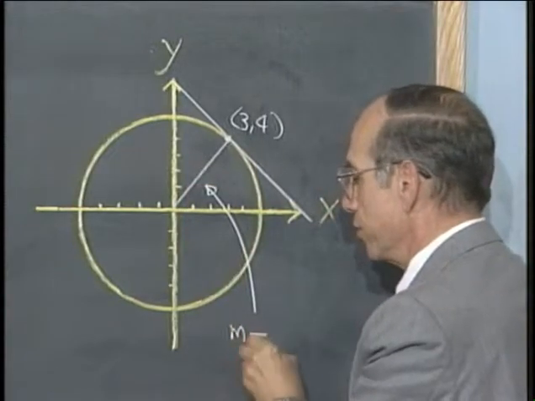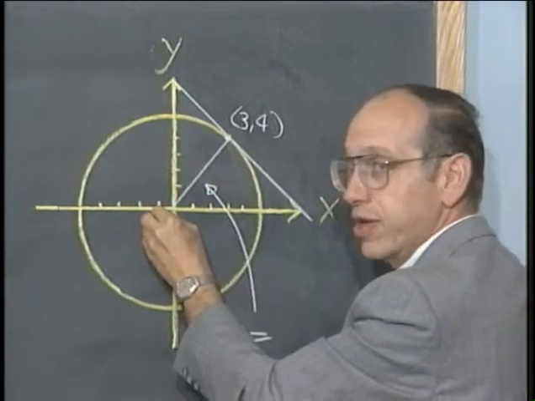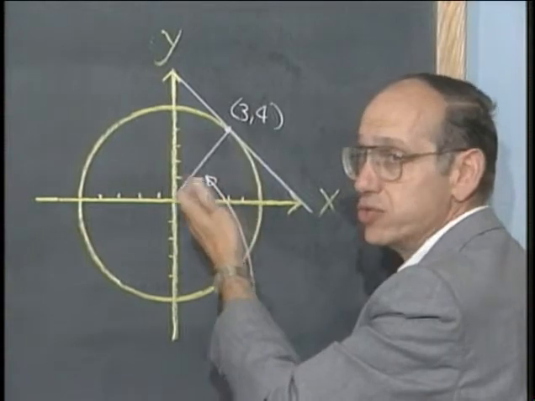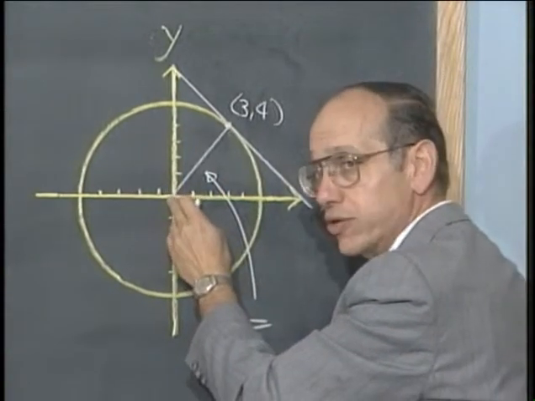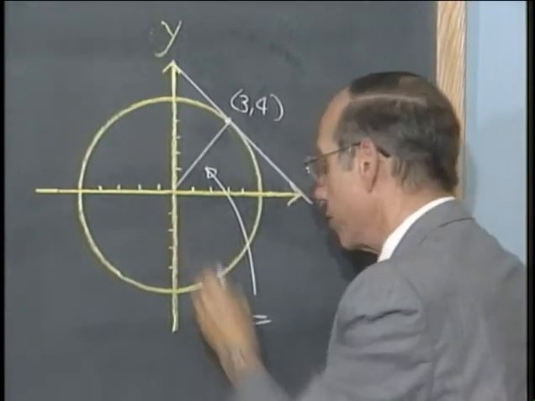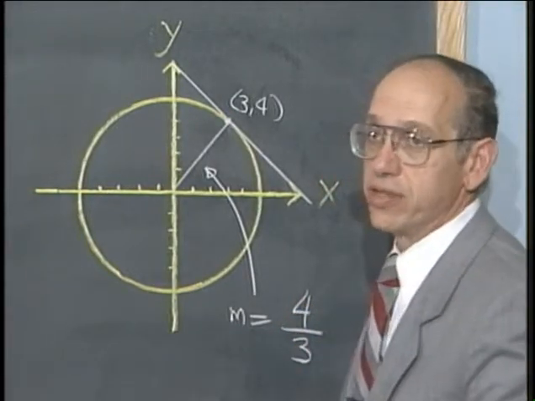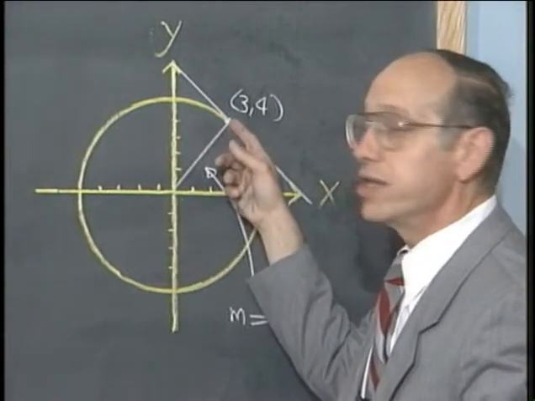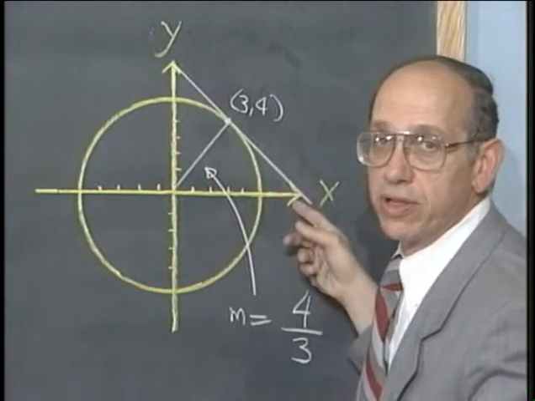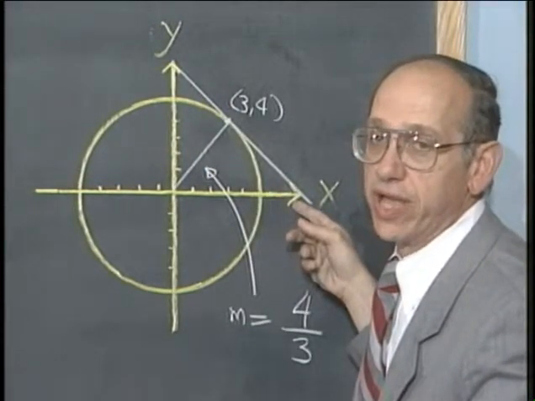Which means the slope of this radius is m equals y over x. Actually, change in y over change in x, but of course at the origin, y and x are 0. y over x is 4/3, and we see that the slope of the radius is the negative reciprocal of the slope of the tangent line, as we just found it.